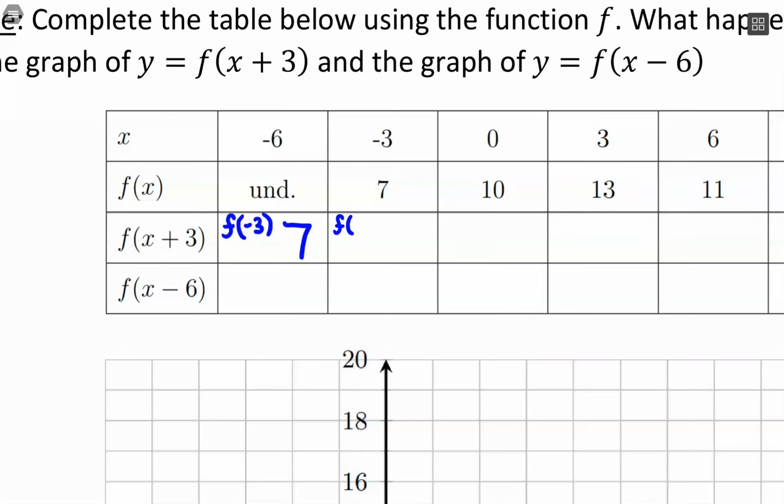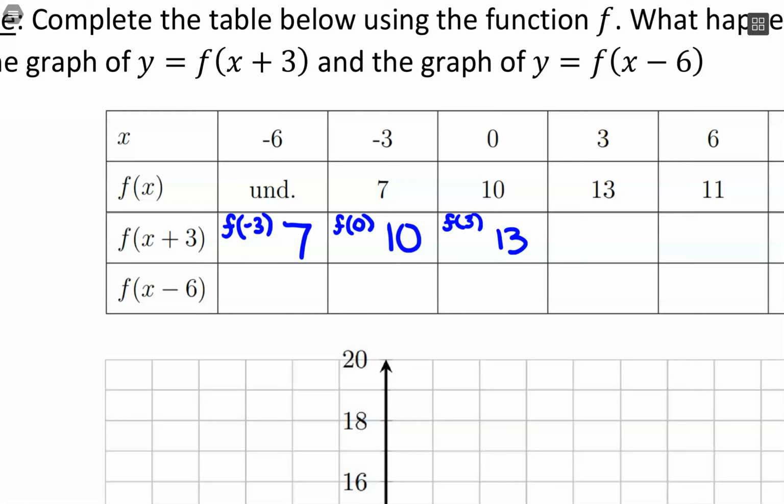If x is -3, so really I'm looking at -3 plus 3, which is 0, and f of 0 is equal to 10. If I'm using x equals 0, I'm doing 0 plus 3, which is 3, so really I'm looking at f of 3 right here, which is 13.